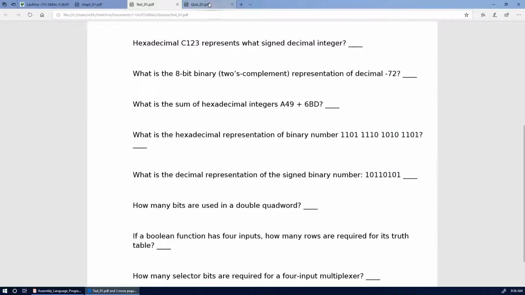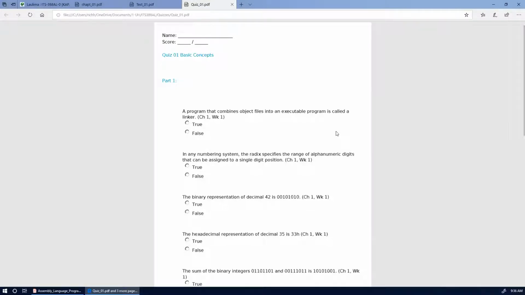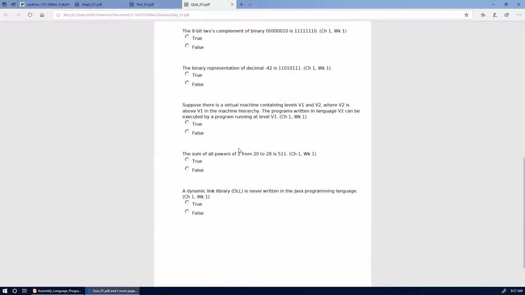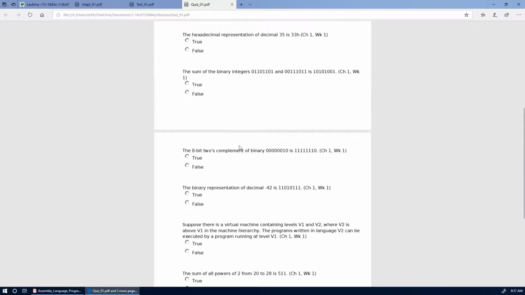Anyway, this is what a quiz looks like, just a true-false quiz, easy. You only get one chance to take this one, but these questions are taken directly out of the textbook. So if you want, you can have this quiz open and the textbook open, and you should be able to go through and narrow down the answers.